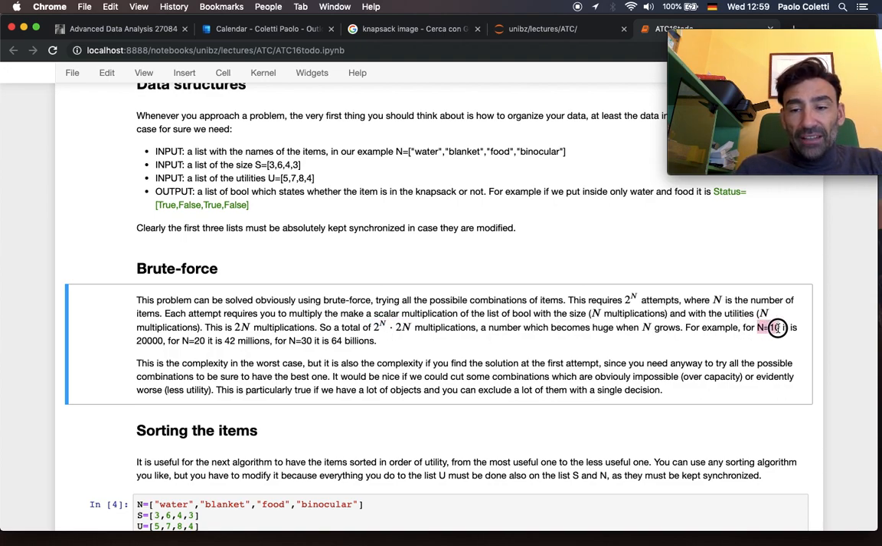I tried for n equal 10, and this number is 20,000. 20,000, so for 10 items. N equal 20, it's 42 millions. So 42 million possible combinations. N equal 30, 64 billion combinations.